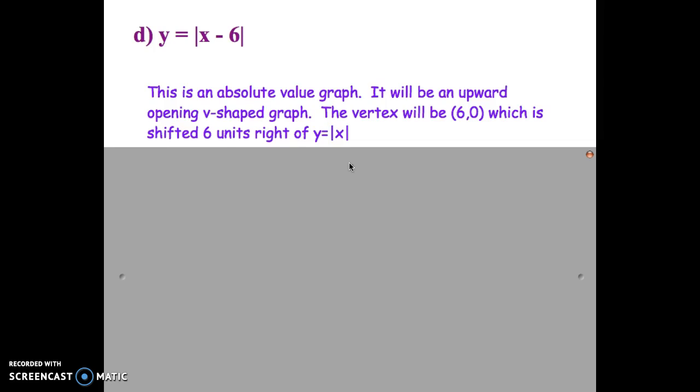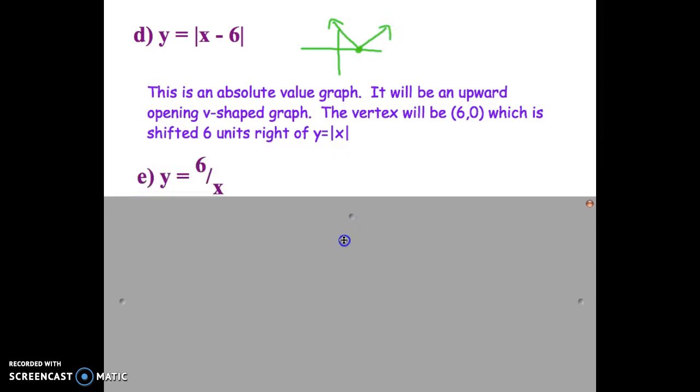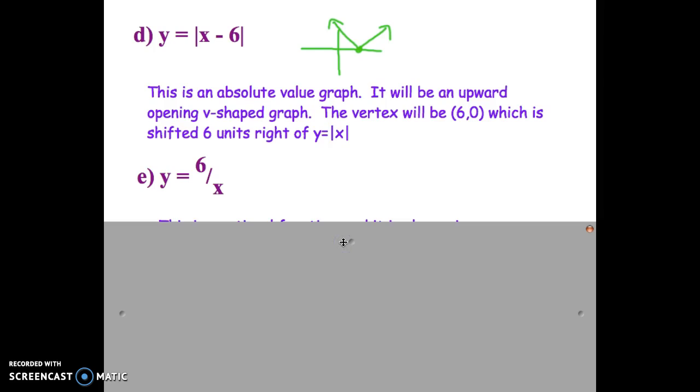Its vertex is at 6, 0 because that x minus 6 that's inside the absolute value is going to shift the graph 6 units to the right of just the parent function y equals absolute value of x. So when you graph this, it's going to look sort of like, starts over here at 6, 0 and opens up. Okay. The next one, y equals 6 divided by x.